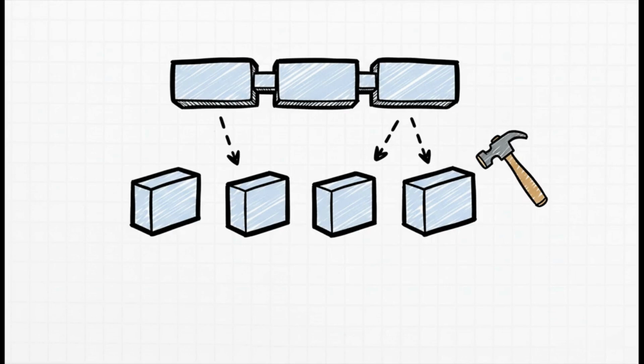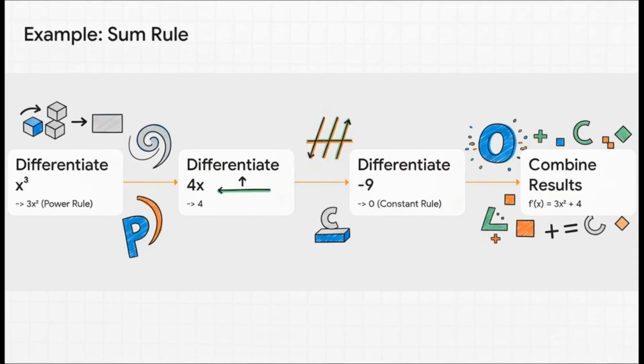Well, that's where the sum and difference rule comes to the rescue. It basically lets us break a big problem down into smaller, manageable pieces and just handle each one separately. Okay, let's walk through this example together. We just apply our rules to each part one by one.